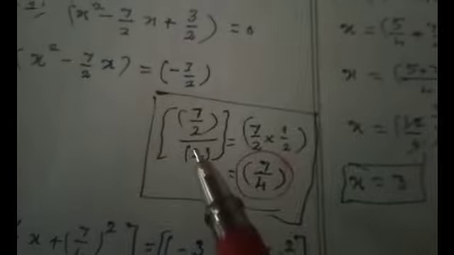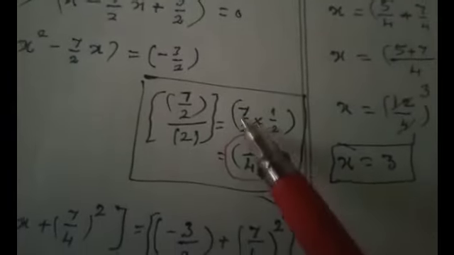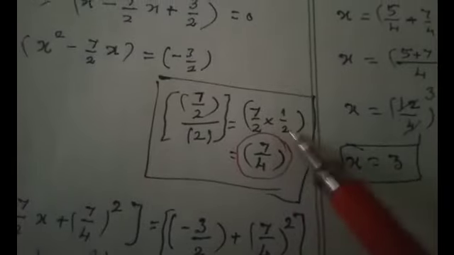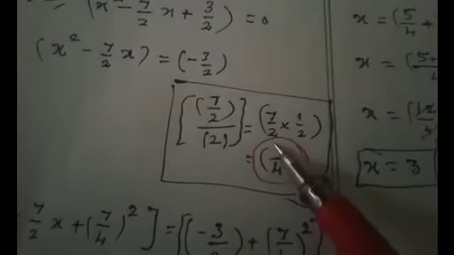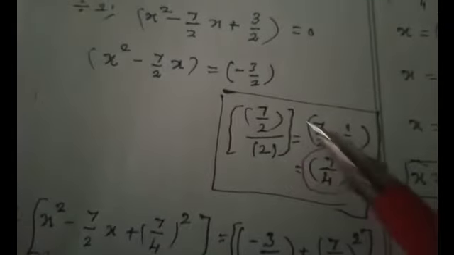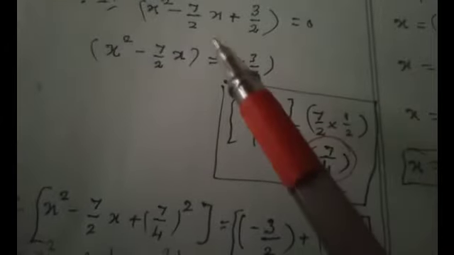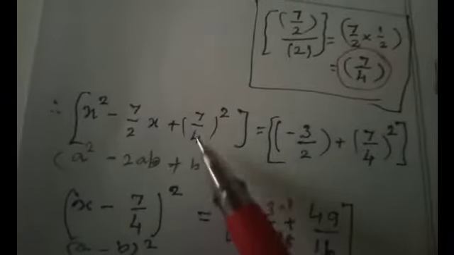Whatever number it is, it is always divided by 2. Alright? So this is 2 by 1, so it becomes 7 by 2 into 1 by 2, reciprocal form. So 7 into 1 is 7, 2 into 2 will be 4. So now we have got 7 by 4. This 7 by 4 has to be added on both sides as a square. So 7 by 4 the whole square, and similarly here 7 by 4 the whole square. So on both the left hand side and right hand side, we have to add 7 by 4 the whole square.